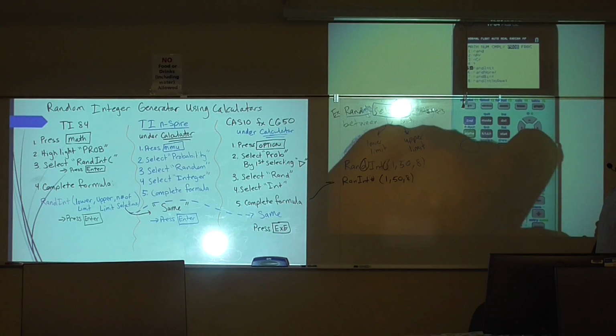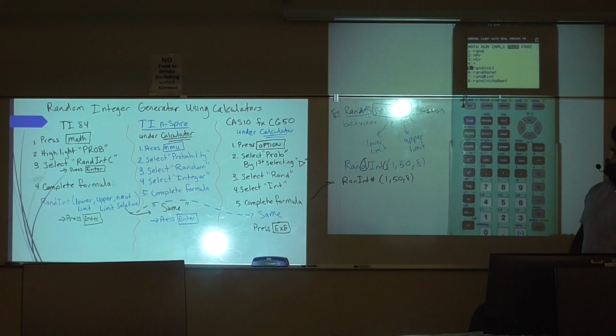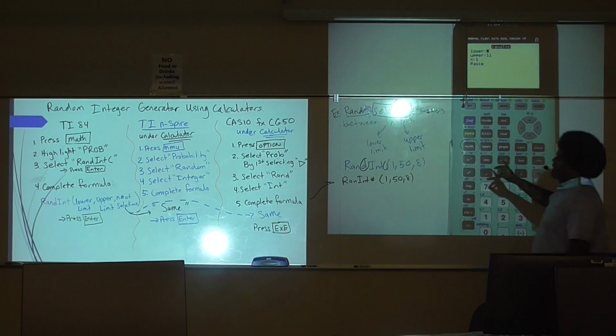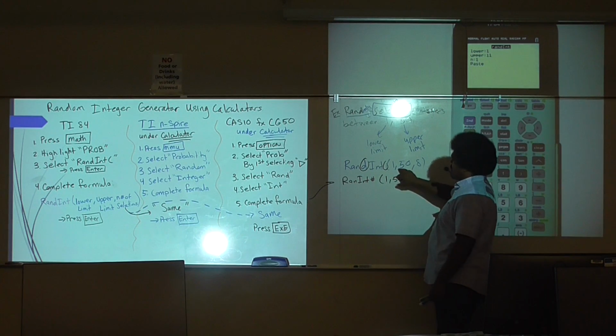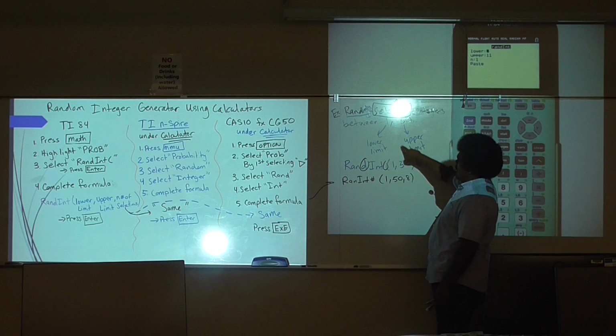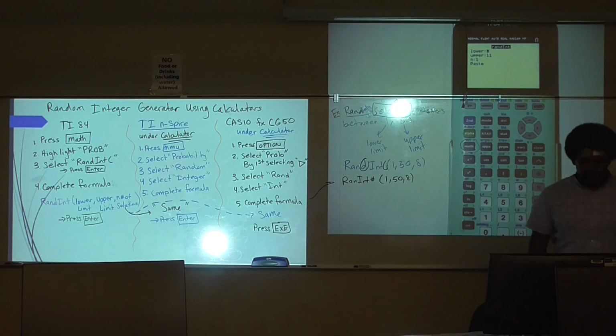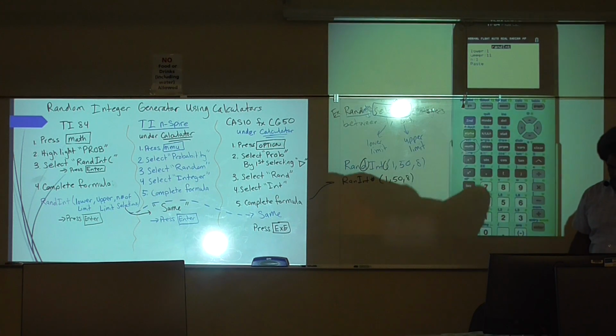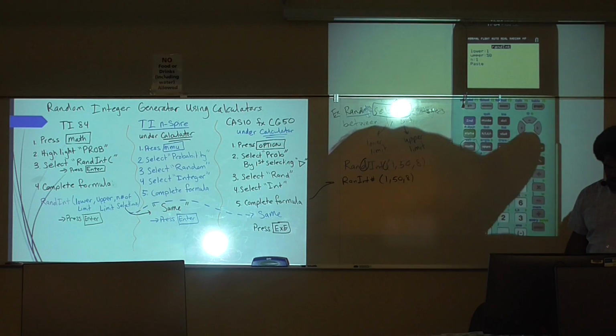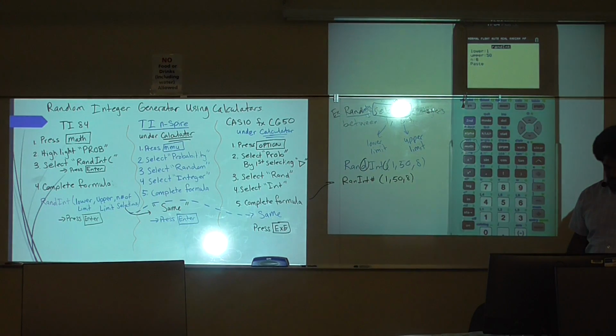So I'm going to go down to randInt, and I'm going to choose it by either pressing 5 or going down to highlight it and pressing enter. Notice over here we have lower, upper, and n. This is where we plug in the values. Lower, once again, is 1, upper is 50, and n is 8. So we put that in: 1 is there, over here is 50, and then 8. And then all we do is come over here and paste.